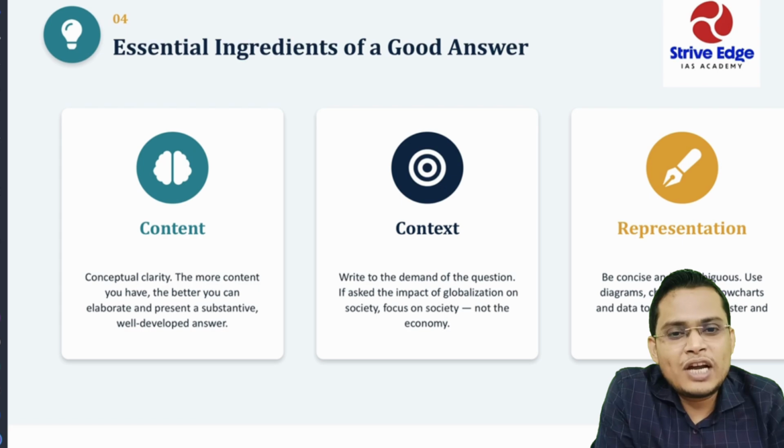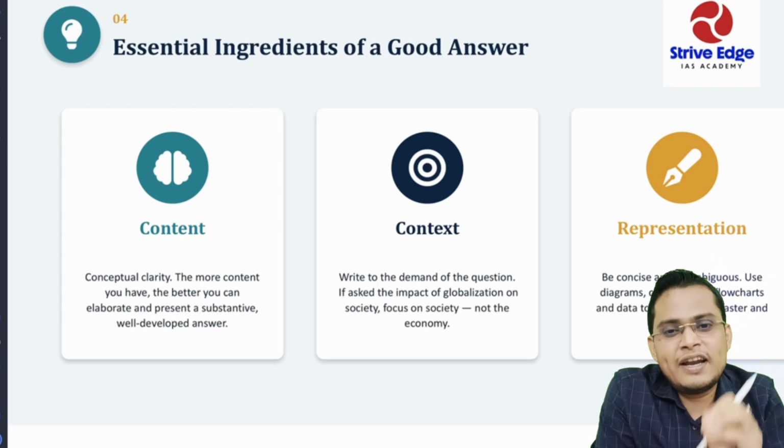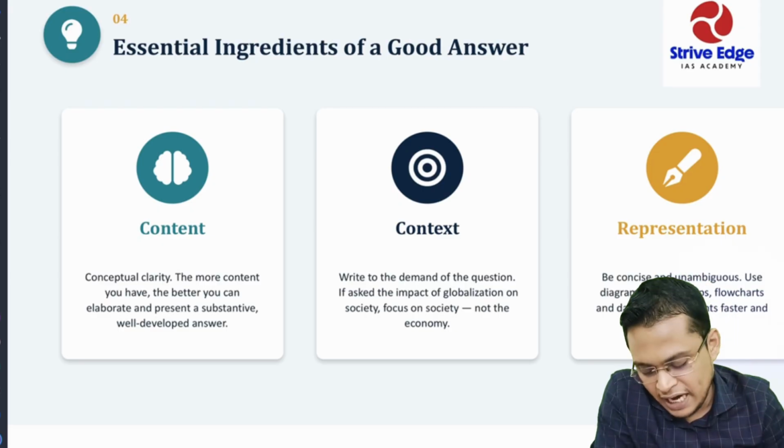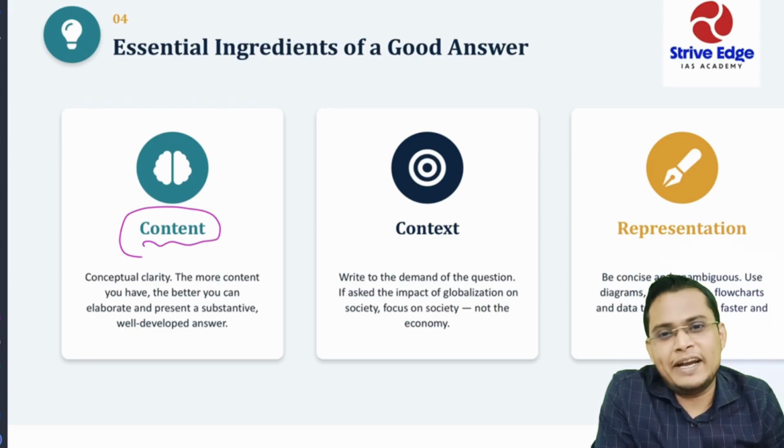So next are some essential ingredients. I think you know that some people are writing excellent answers, some people are not able to write excellent answers. To write an excellent answer, you need three things. You have to keep that in mind. The first one is about the content. You should have good content.